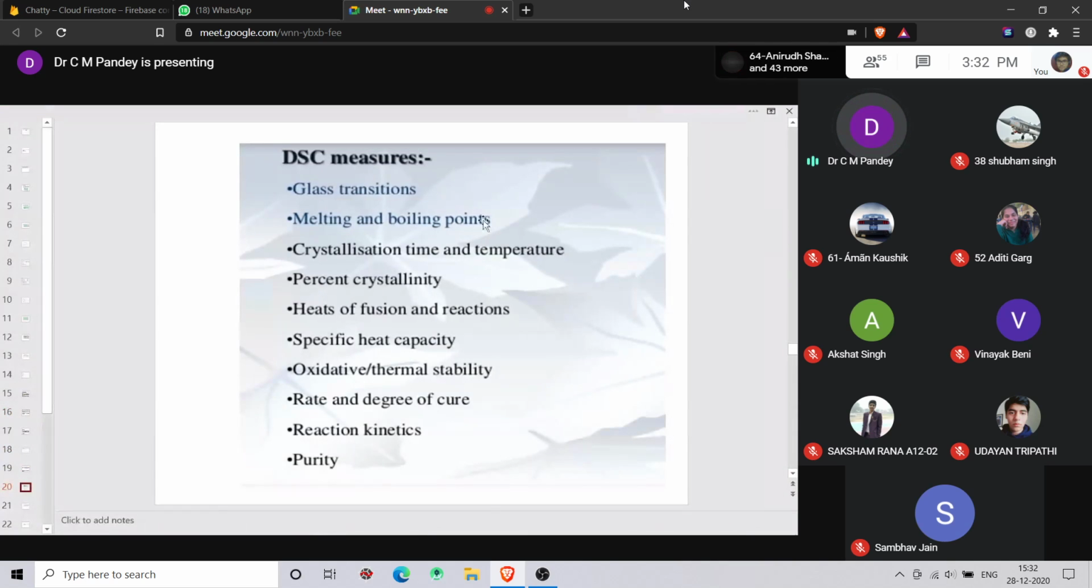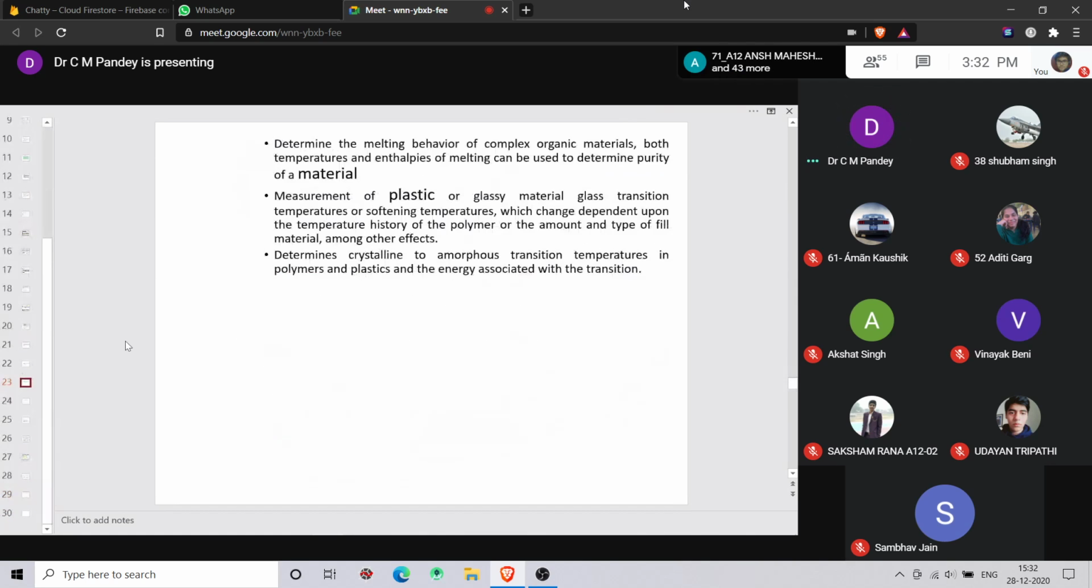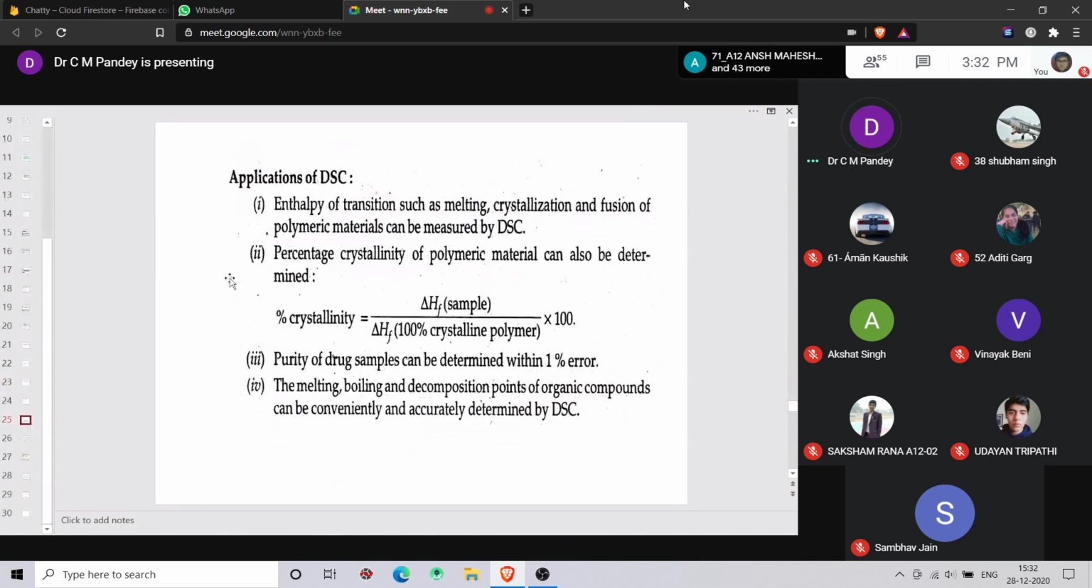So DSC usually measures the glass transition, melting and boiling point, crystallization time and temperature, percentage crystallinity, heat of fusion and reaction, specific heat capacity, oxidative thermal stabilities, rate and degree of cure, reaction kinetics, and purity that can be measured using DSC. Now, the major application of DSC is that it can be used to measure the enthalpy of transition such as melting, crystallization, and fusion of polymeric materials.